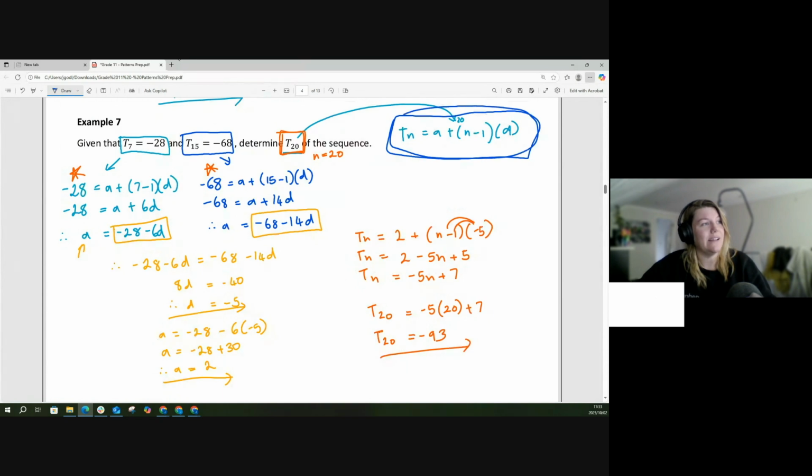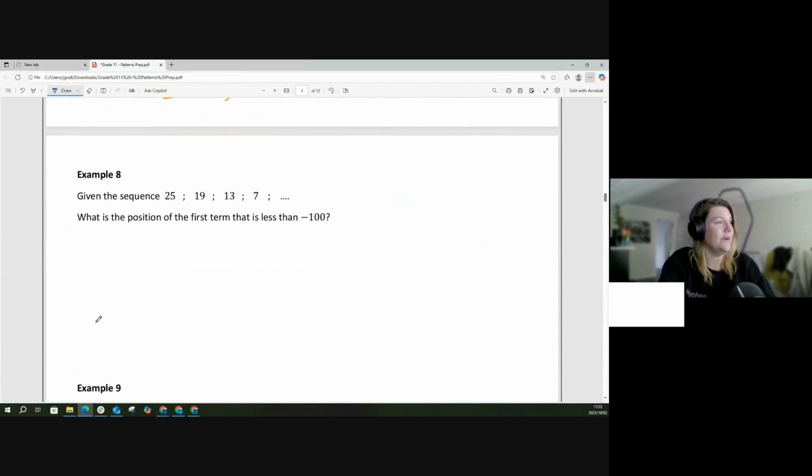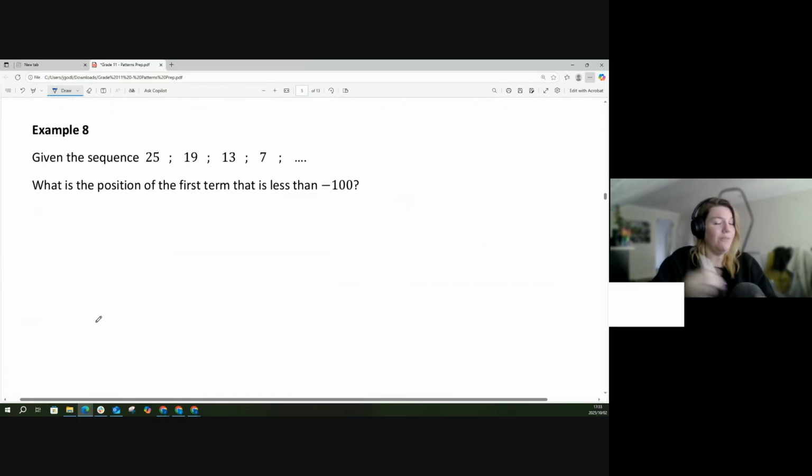That is how we find our general term of a sequence that is linear. So if we have a look at the sequence, we're going 25, 19, 13, 7. What is my common difference? Good. Is it going to be 6 though?